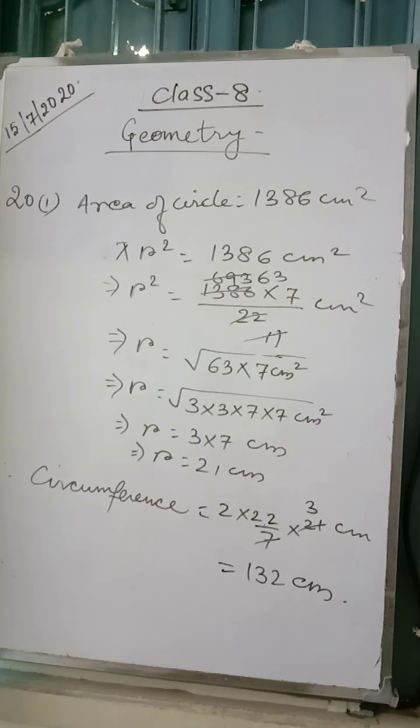It says a wire when bent into the form of a square encloses an area of 484 centimeters square. If the same wire is bent to form a circle, find the area of the circle. Now the wire was in the form of a square. It was bent in the form of a circle, is it? And we have to get the area of the circle.